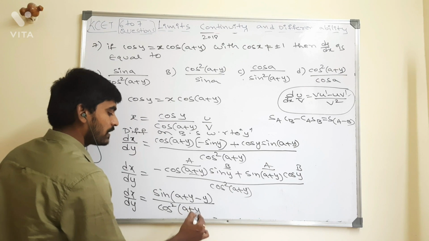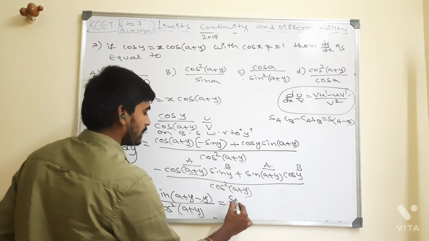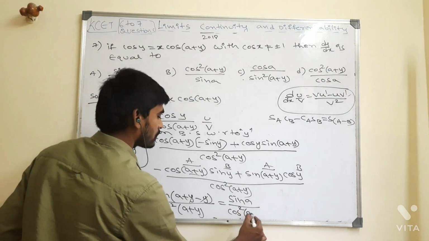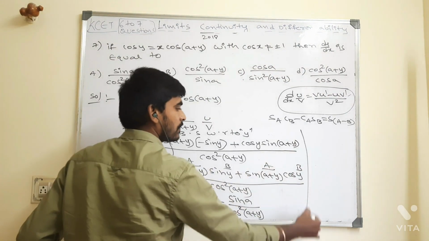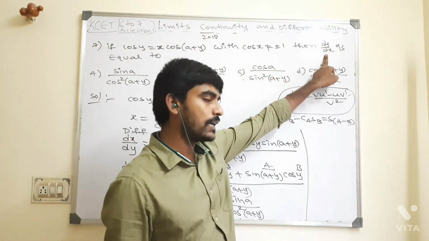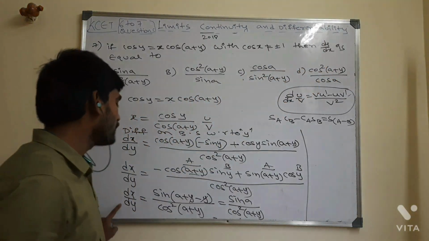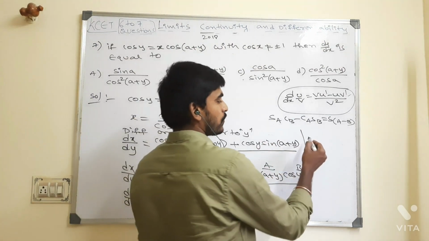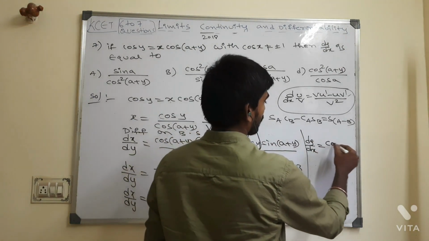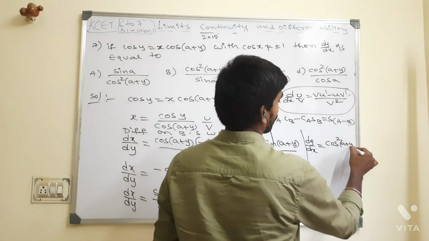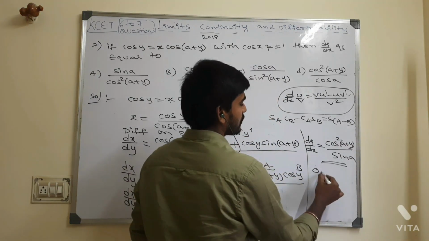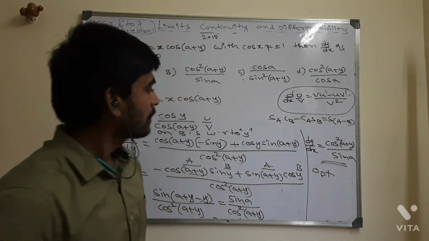I hope everyone understood, but they are asking me to find dy by dx, and here you got dx by dy. Just take the reciprocal. Dy by dx is equal to cos square of (a plus y) divided by sin a. Which option is correct then? Cos square of (a plus y) divided by sin a, option B. See how easy it is. I hope everyone got the idea.